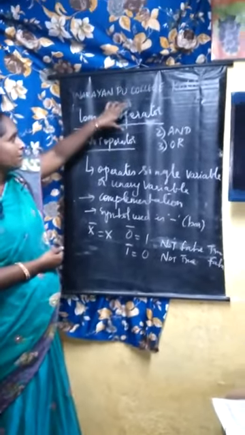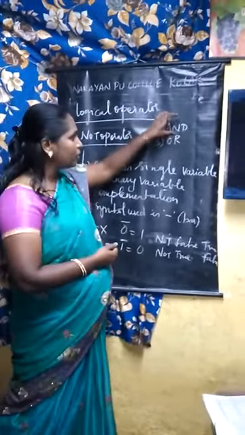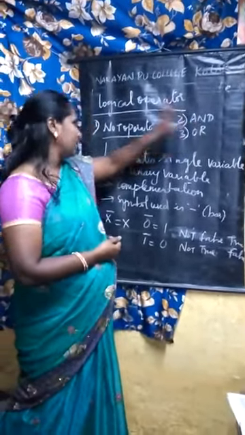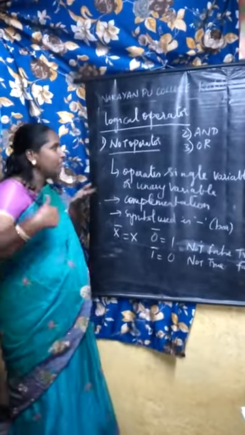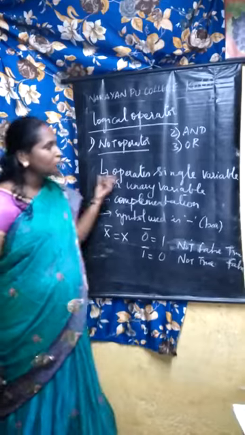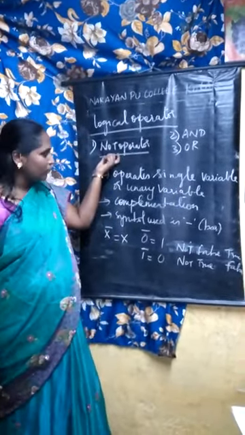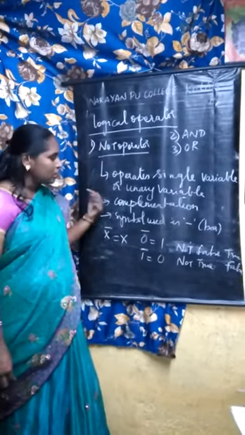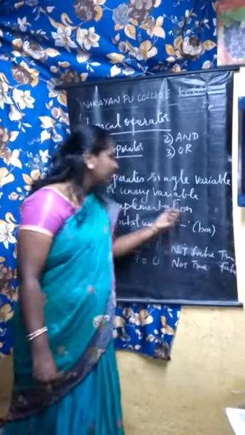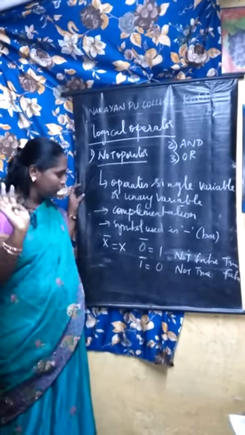Next topic is the logical operator. In this topic, there are three types of operator. One is the NOT operator, second is the AND operator, third is the OR operator. We will see them one by one. First is the NOT operator. The NOT operator operates on only a single variable, a unary variable. The NOT operator is also called the complementation operator. The output is the reverse of the input.